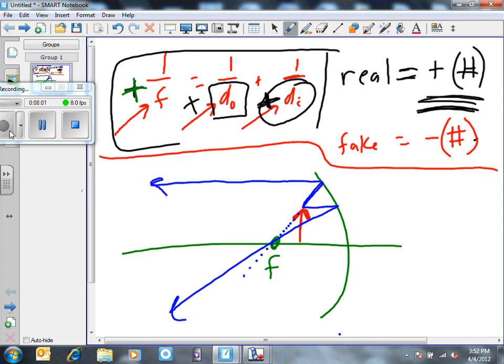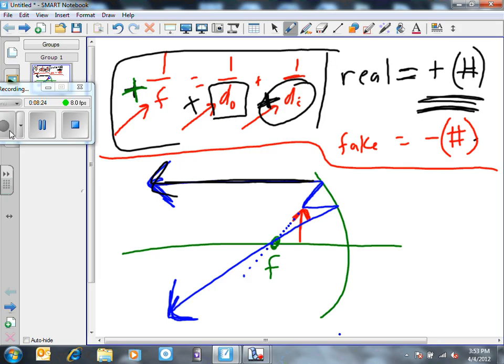So this is a little different because in no way are these rays going to intersect each other. They're going off into the distance. There's no real intersection, so I know right away I'm not going to have a real image. So in this case, what I have to do is called back tracing. And the back tracing is always of the reflected rays. So this is my reflected ray.